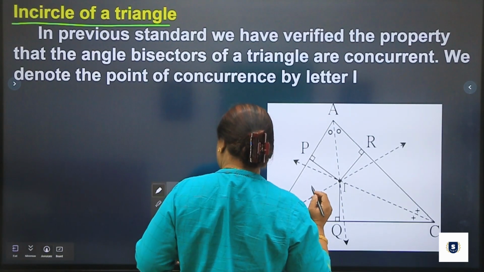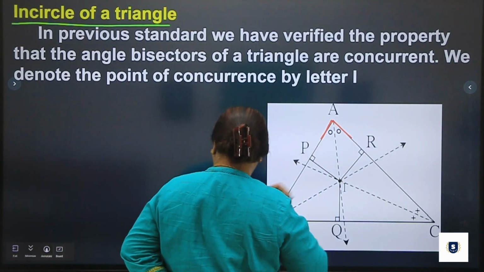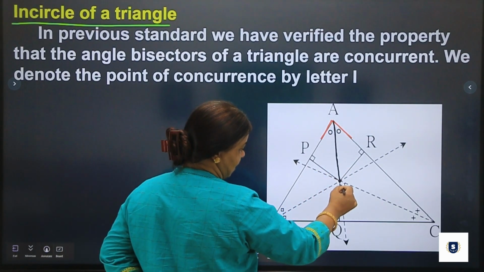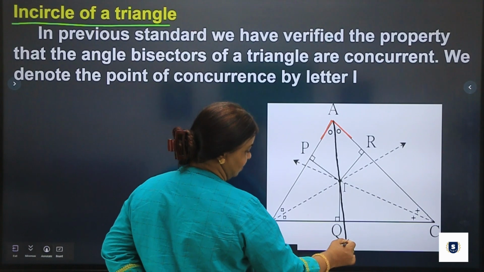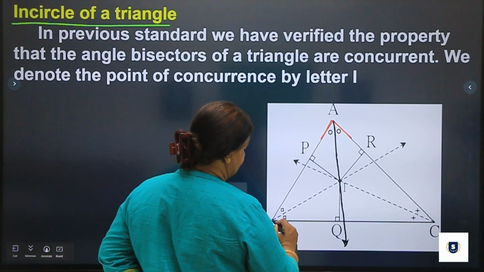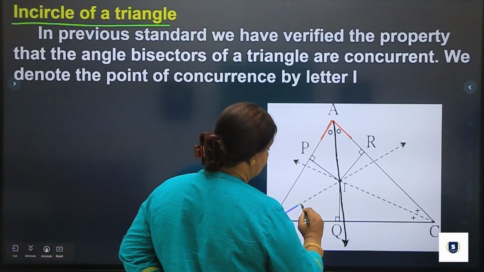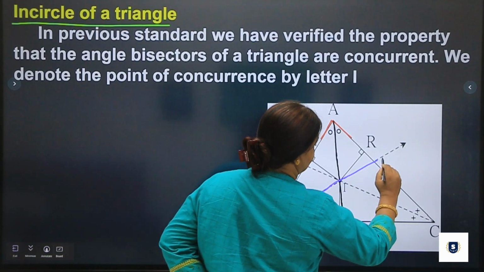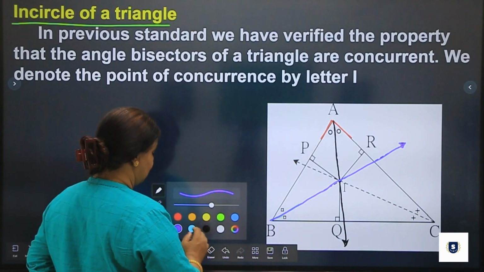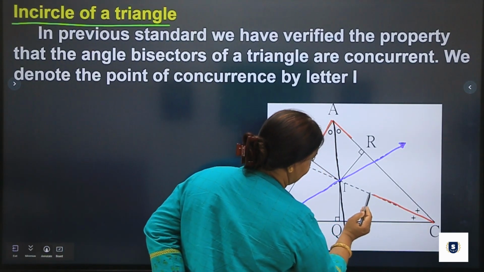Now you can see here one picture where angle A is bisected by this line which I am tracing. Angle B is bisected by the violet line, and angle C is bisected by the red line.